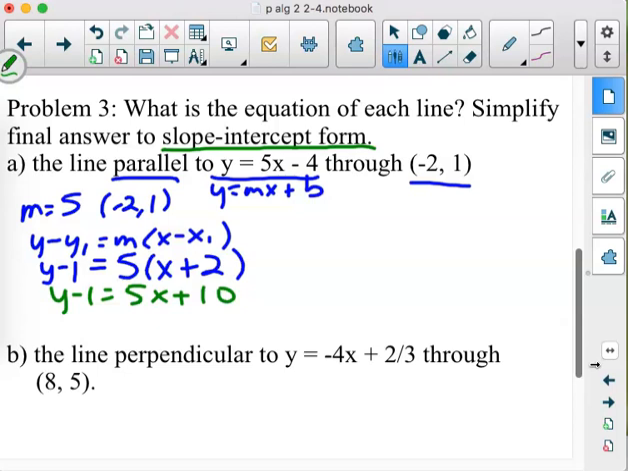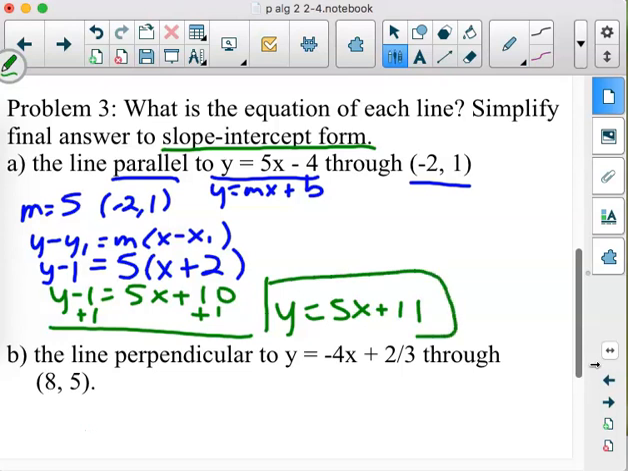How do we get it to look like y equals mx plus b? Exactly. So, I'm going to have to write over here. I wrote too big. y equals 5x plus 11. So we started with point-slope form, but it said, make sure you put it in slope-intercept form. Okay, did that.